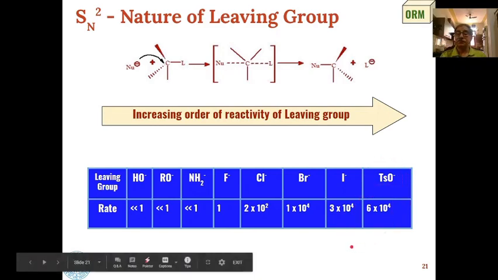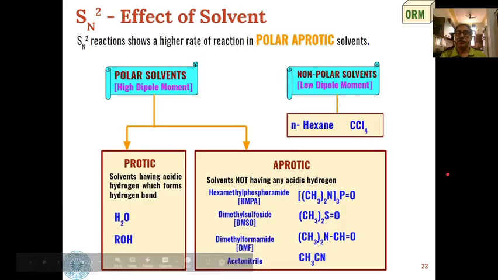Then comes the effect of solvents on SN2 type of reaction. As we have seen, the transition state in case of SN2 reaction is a charged species, because charge will develop on the leaving group as well as on the nucleophile. Because of that, polar aprotic solvents will increase the rate of the reaction.